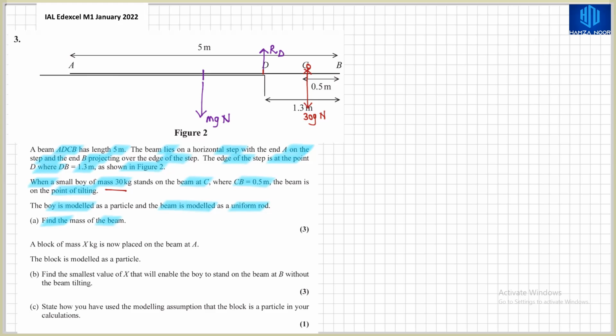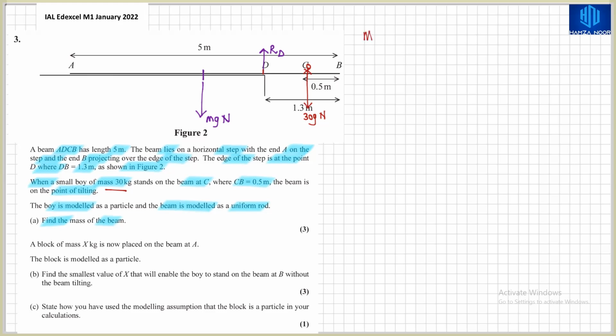In this case, the most effective way would be to take the moment about point D so that this normal reaction at point D has no turning effect. So the moment about point D, RD will be multiplied by 0. Otherwise, you can take the moment about any other point, and then you would have two equations connecting R and M, and then you can solve them. But that could be a little bit lengthier process. So the most effective way is to take the moment about point D.